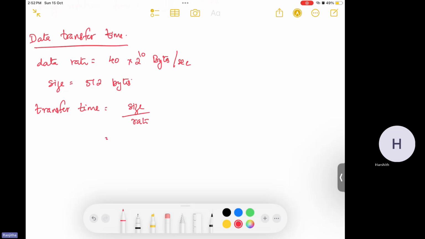Or you can figure out like 40 into 2 power 10 bytes will be transferred in 1 second. So 1 byte will take 1 by 40 into 2 power 10 second, plus 512 bytes will take 512 by 40 into 2 power 10 bytes. Anyway, it comes to the same value.